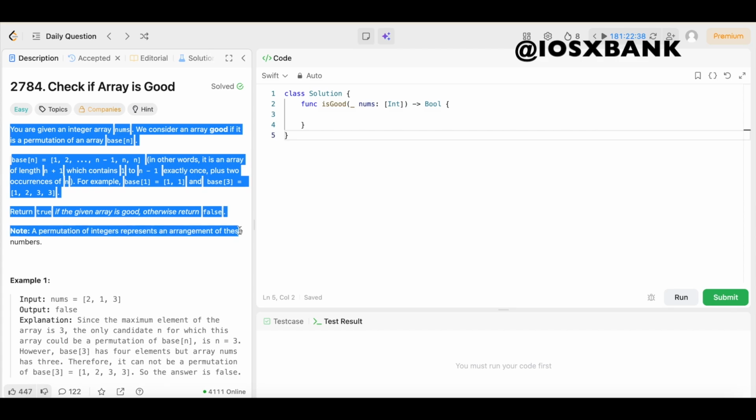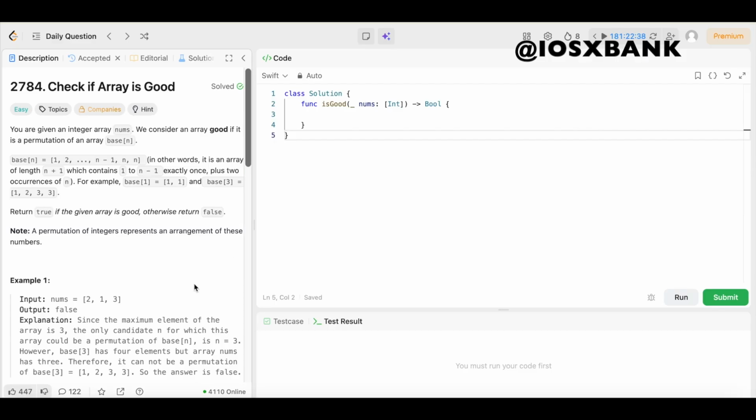A permutation of integers represents an arrangement of these numbers. All right, y'all, so that may seem a little bit confusing at first, so let's go ahead and take a look at these examples just to make sure that we are doing this problem correctly.